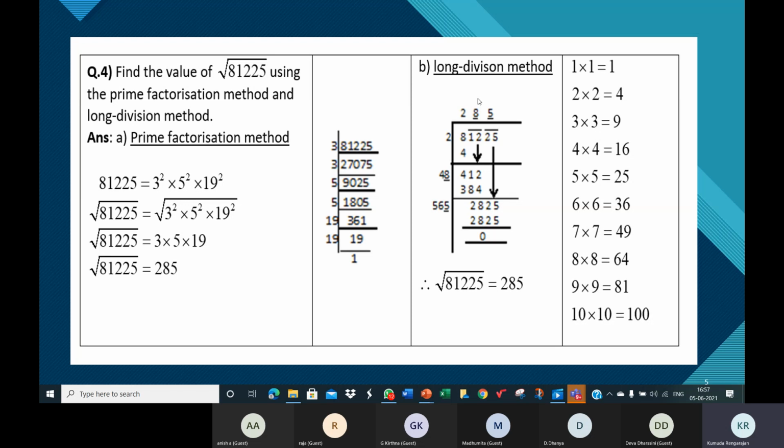Again, double the quotient. What do you have in the quotient? What are the digits you have in the quotient, children? At this point, what are the digits you have in the quotient?